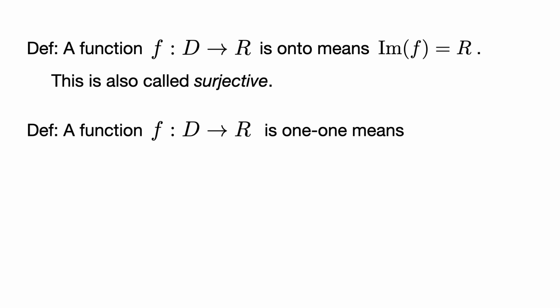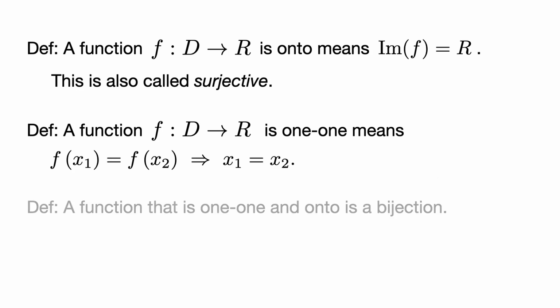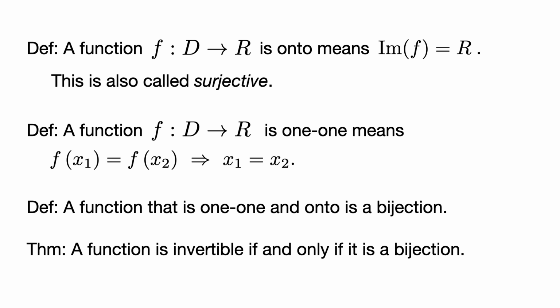Separate definition, a function f is 1-to-1 means that if f of x1 is equal to f of x2, then that implies x1 is equal to x2. That is, if the outputs are different, then the inputs must be different. So here's an example where both x1 and x2 map to the same element of the range, so this function is not 1-to-1. A function that is both 1-to-1 and onto is called a bijection, and it turns out a function is invertible if and only if it is a bijection.